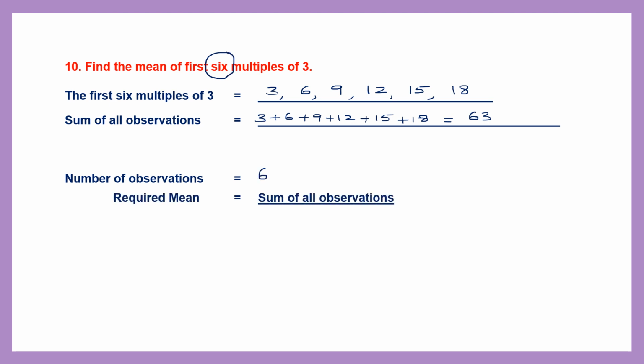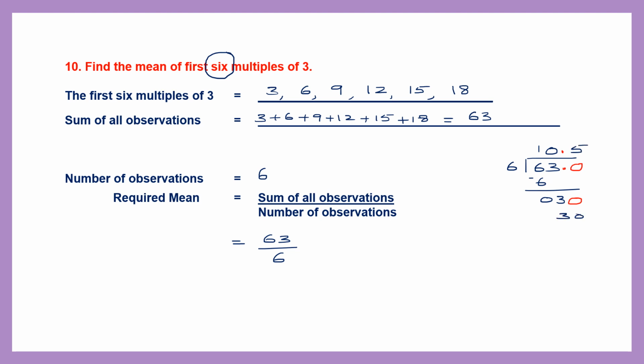Now let's find the mean. The required mean here is sum of all observations divided by the number of observations. So here we have 63, which is the sum, and the number of observations is 6. So divide 63 by 6. 6 ones are 6, minus 0, bring down 3. Now let's continue with our division by putting a point here and a 0, bringing that 0 down. Now we have 30. 6 fives are 30. So our remainder is now 0. And what is our quotient? Our quotient is 10.5, which is the required mean.